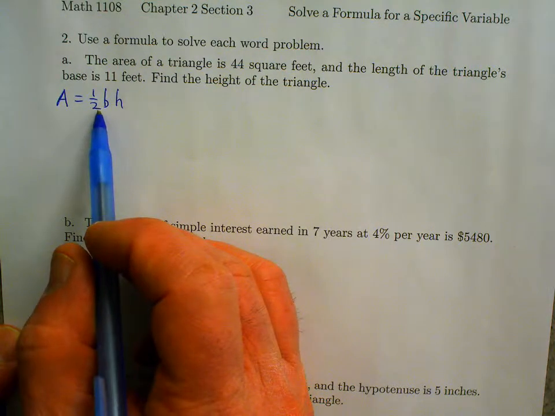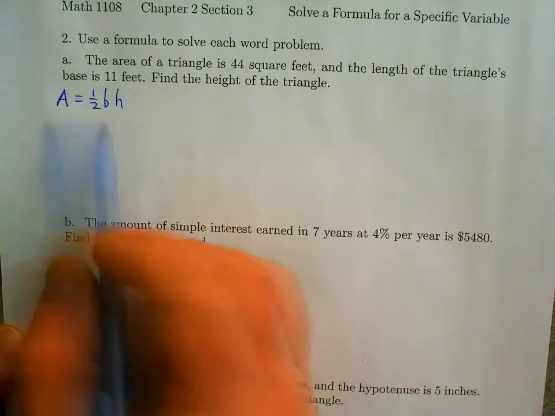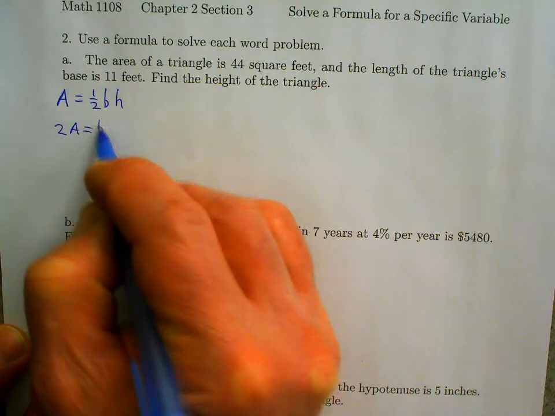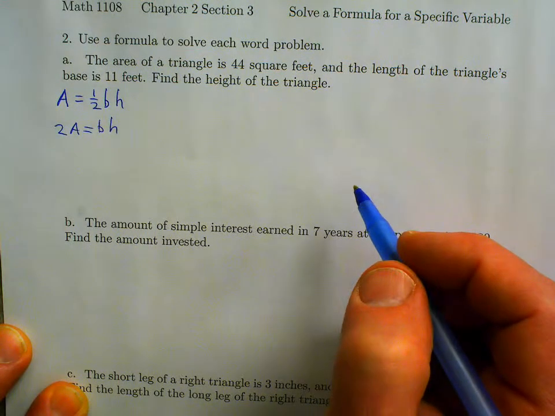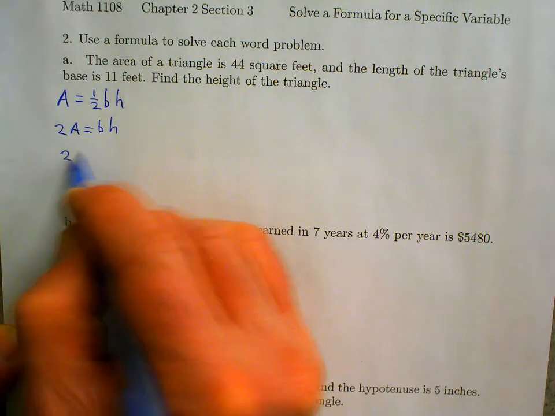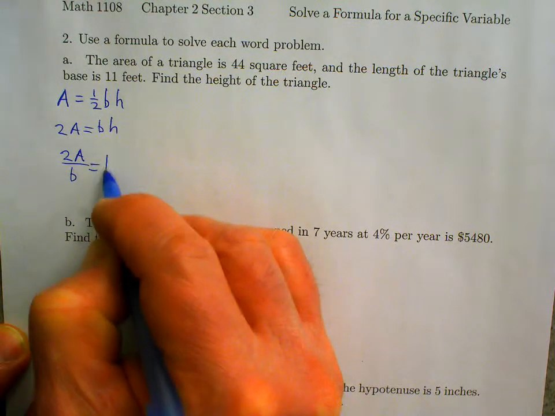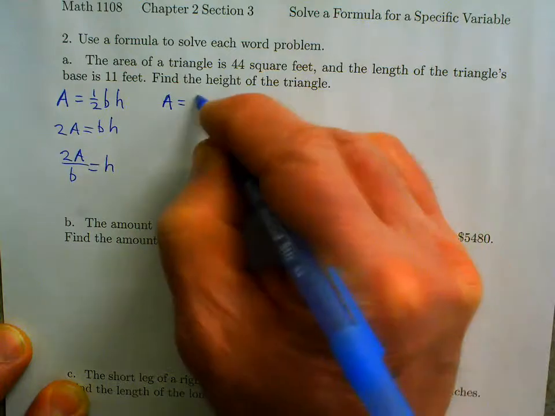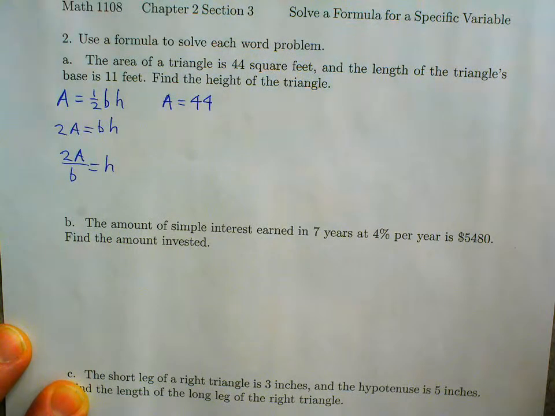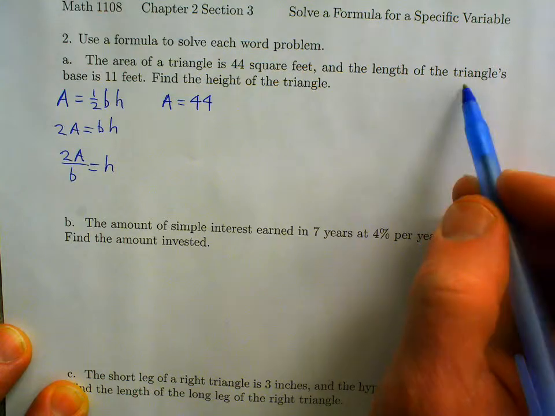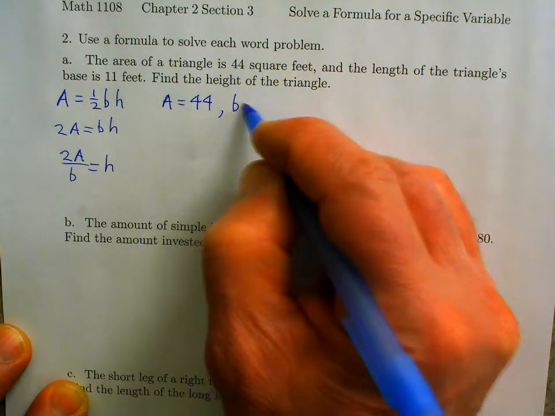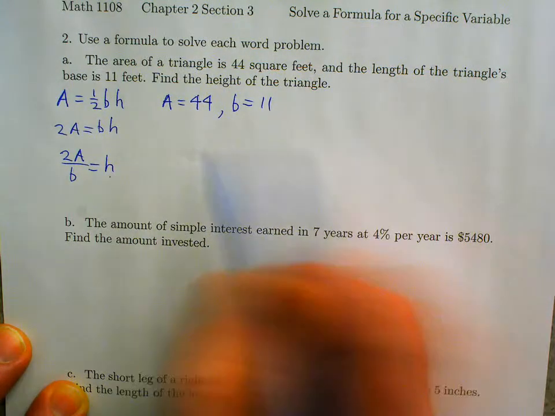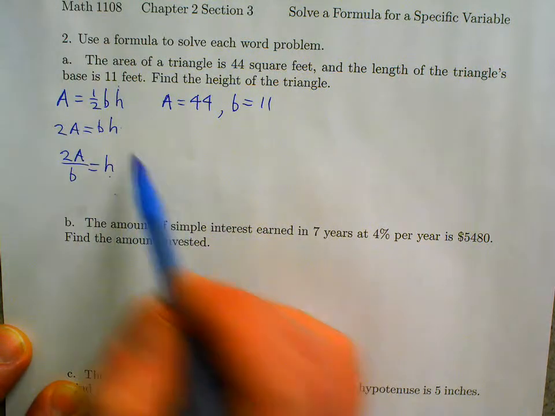So let's go ahead and do that. Solve the formula for h. We already did this before. So multiply both sides by 2, that's the reciprocal of 1/2. So 2A equals b times h. And then divide both sides by b. So 2A divided by b equals h. We're given that the area is 44 square feet, so we'll just write A equals 44. And we're also given that the base is 11, so we'll write b equals 11. And then to find the height, we can use any one of those equations and then solve for h.